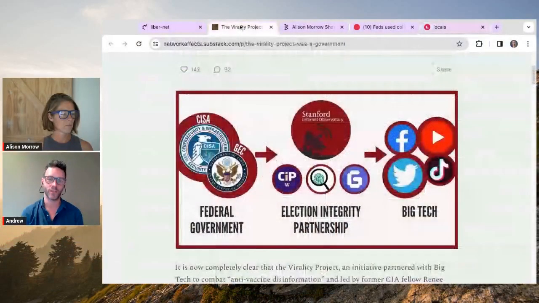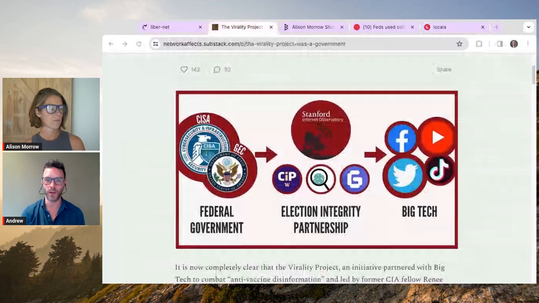It was the offspring of another initiative called the Election Integrity Project, of which the House Committee revealed there were emails, and I think Matt Taibbi found additional ones later in the Twitter Files, that make it very clear that that initiative was set up at the behest of the Department of Homeland Security.